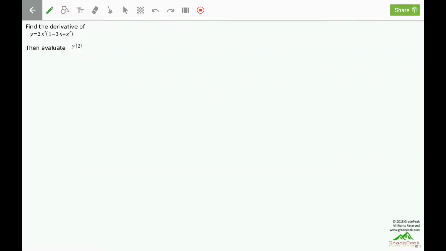Find the derivative of y equals 2x squared times (1 minus 3x plus x squared). Then evaluate y prime of 2. Right now, y is the product of two functions of x. Product means they are multiplying each other.